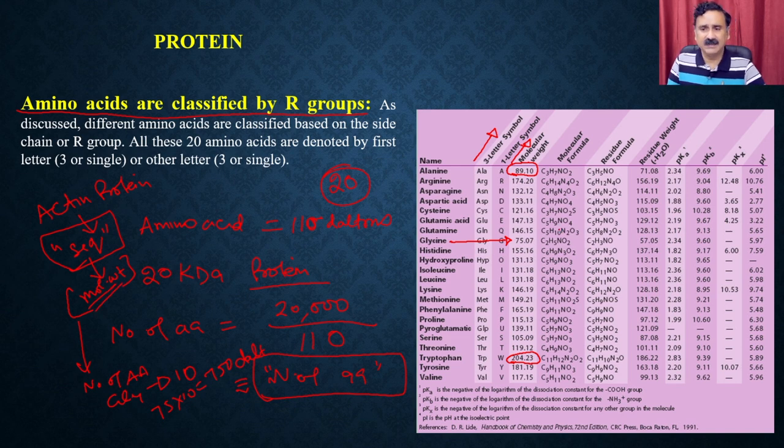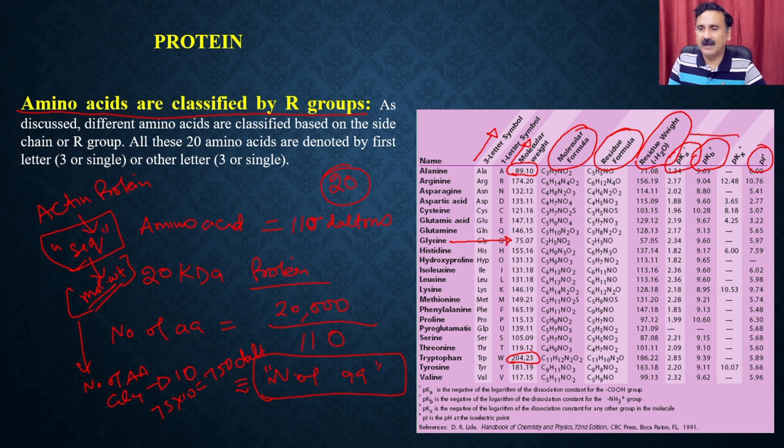So this is just a generalized table. This is the molecular formula given for each and every amino acid. Then the residue formula is given, and then you have the residue weight, which is the molecular weight if you remove the water molecule. It also gives you the pKa values, and if the amino acid has two functional groups, it also gives you the pKb, and it also gives you the pI value.